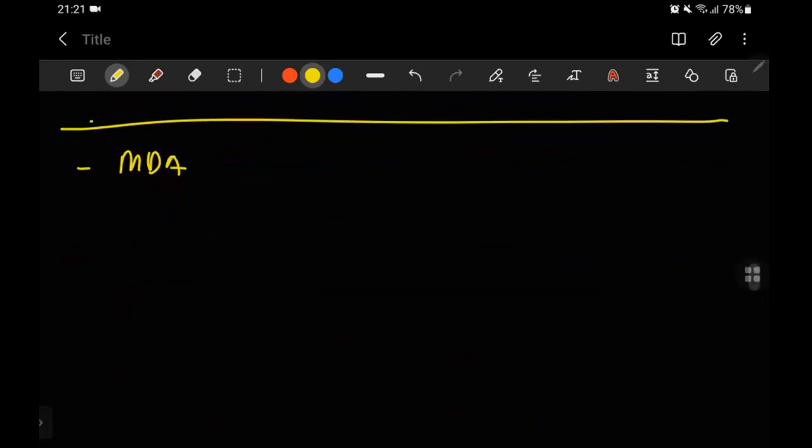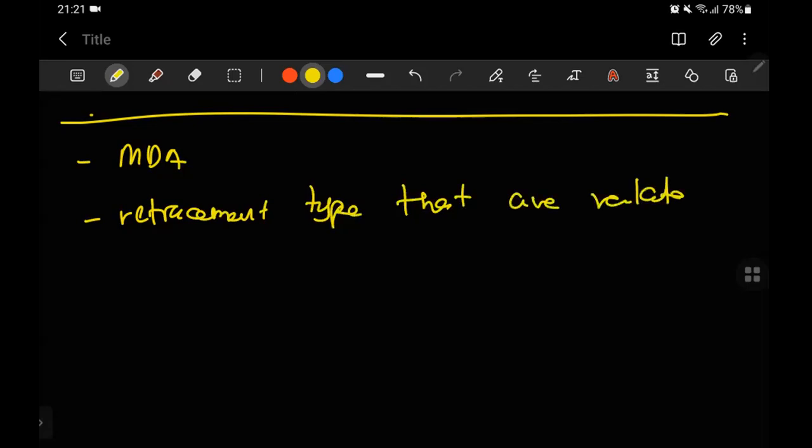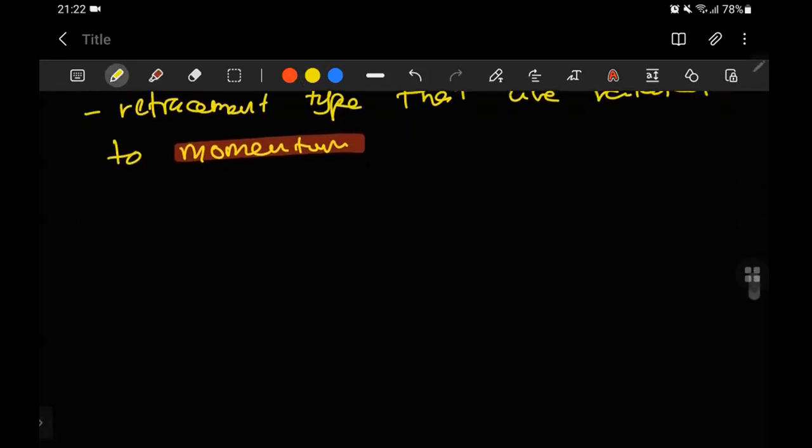So untuk MDA, okay, MDA is a retracement type that is related to momentum. Okay, MDA jenis retracement yang berkait dengan momentum. We cannot use MDA without momentum. Kita tak boleh pakai MDA tanpa momentum. So this is the basic of the MDA.